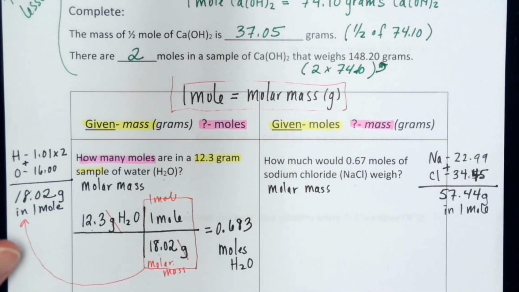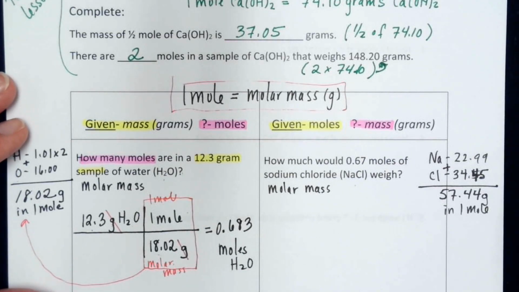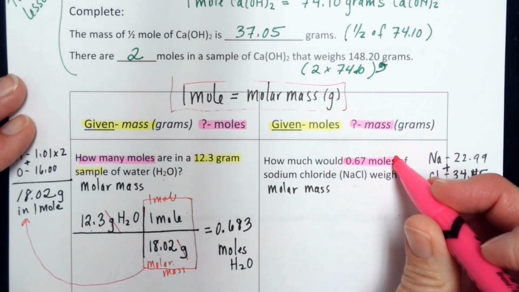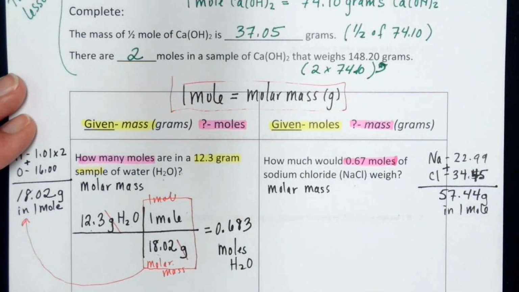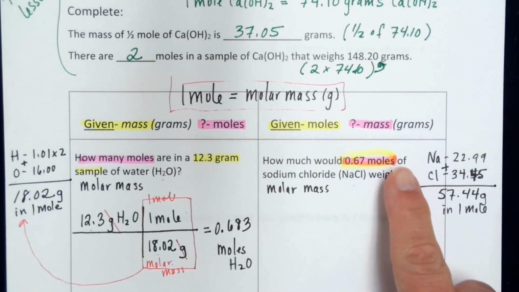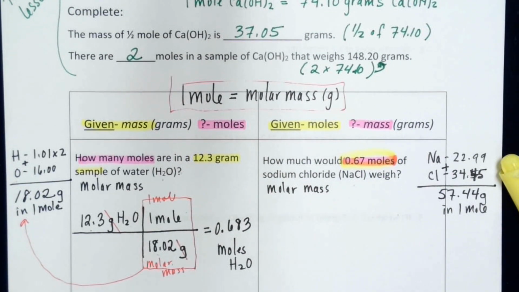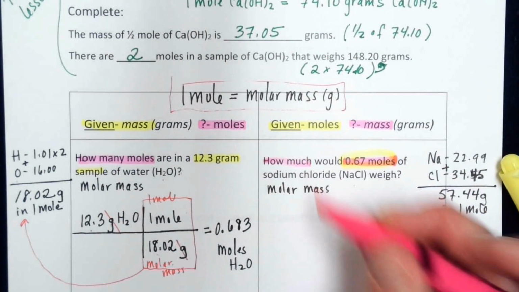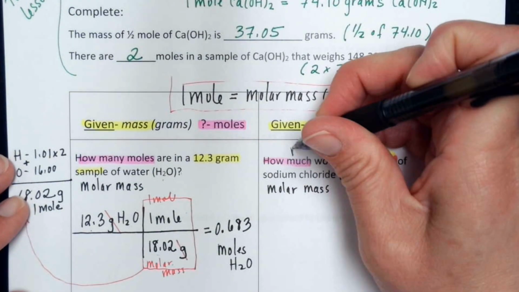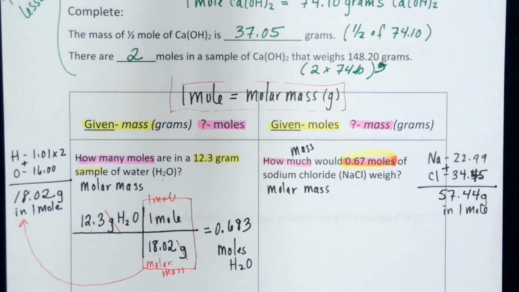In this case, how much would 0.67 moles, so that's our given, oh sorry, that should be in yellow, my bad. This is our given right there, of sodium chloride weigh. So how much, meaning, whenever you see how much, that's kind of a vague way to say mass, but usually it's almost always mass. So what is the mass?